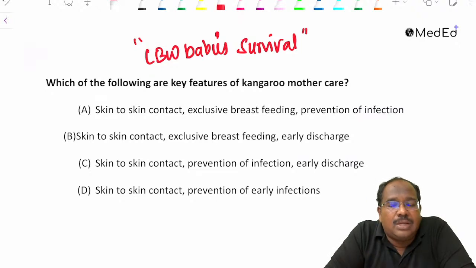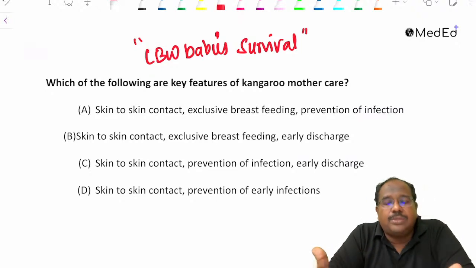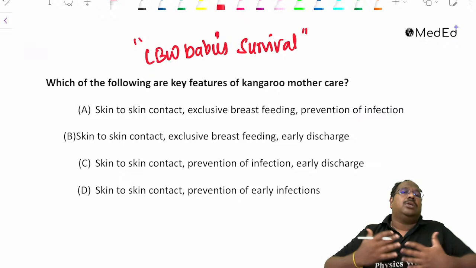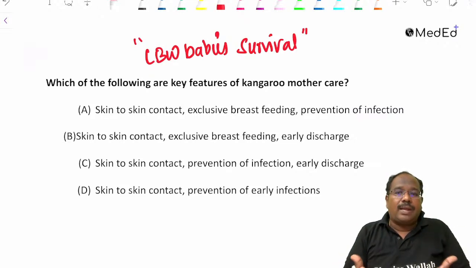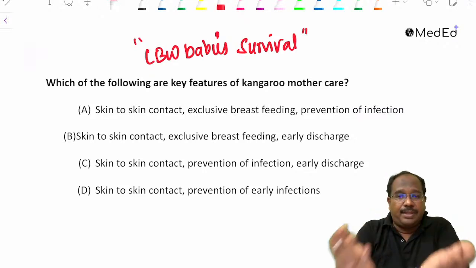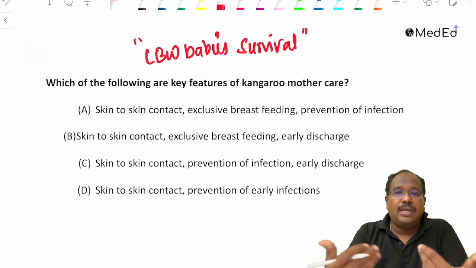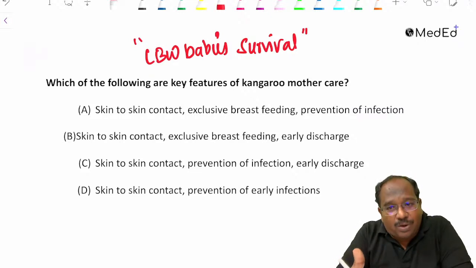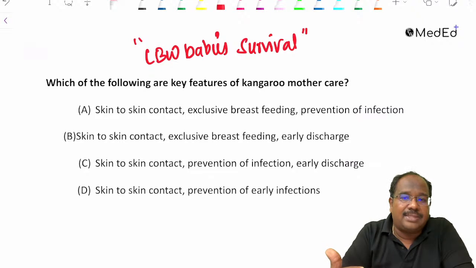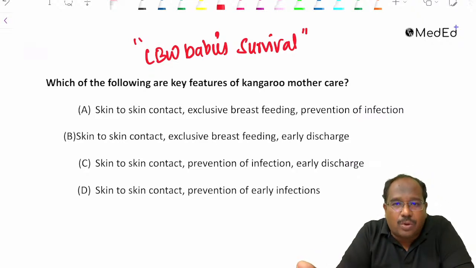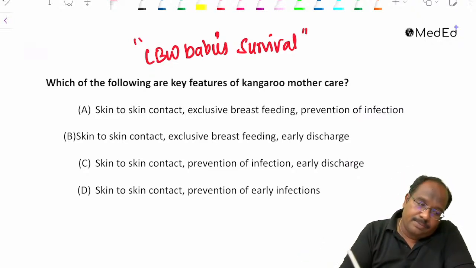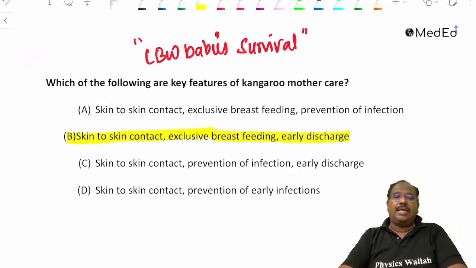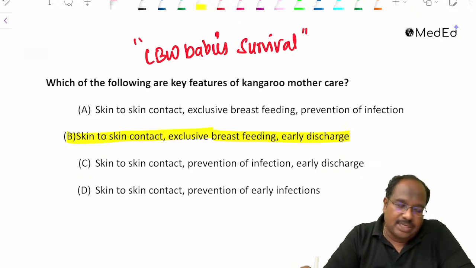We started this with the help of WHO. Put the baby on the mother's chest, with exclusive breastfeeding. Weight gain will be there, so early discharge from the hospital. But they require support in the community. For that, health workers will go on visits, and we have home-based newborn care. So what is the answer here? Skin to skin positioning, exclusive breastfeeding, early discharge from the hospital.